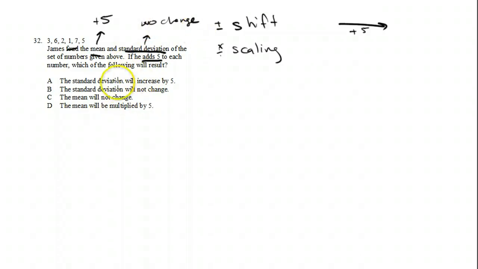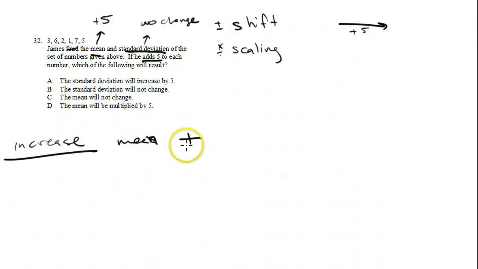And so if I'm looking at these, I know the mean's going to increase by 5. So the word increase, let's make sure you know what that means. Increase means plus. It doesn't mean multiplication, it means plus. So it's going to increase by 5 and standard deviation is going to be no change. So let's look through these. It says the standard deviation will increase, or basically add 5. So that's not it. Standard deviation will not change, which is exactly what we said.